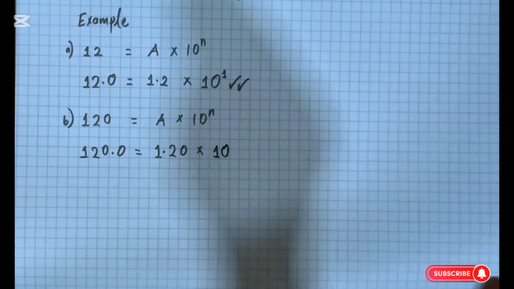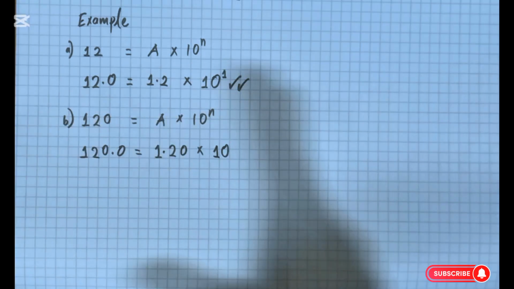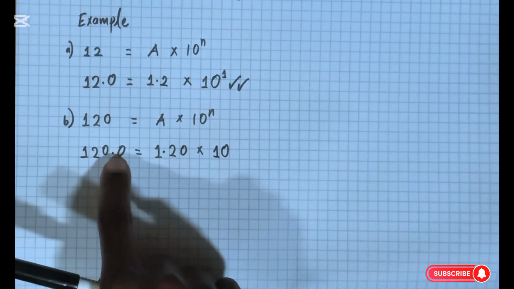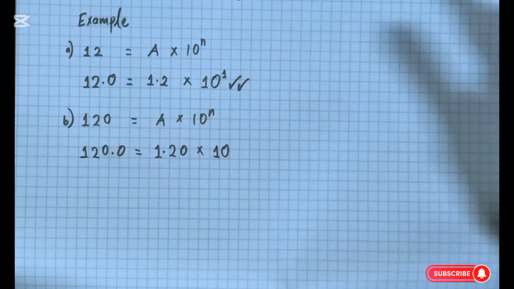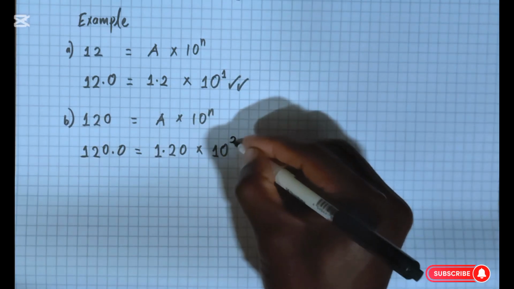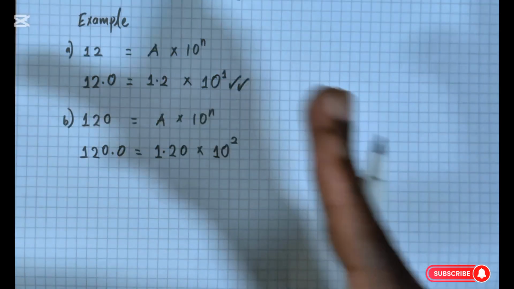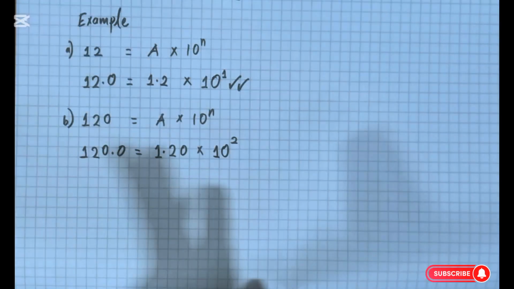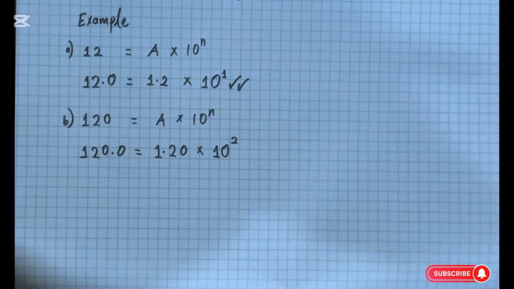And how many times did we have to move it to achieve the range 1 and 9.9? We had to move it how many times? 2 times. So we are going to therefore raise 10 to the power of 2, since we moved to the left. Okay, so anytime we move that decimal point to the left, it's always going to be a positive number as the power of 10.